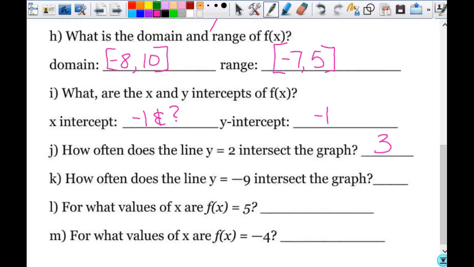How often does the line y equals negative 9 intersect the graph? None. 0. For what values of x does f of x equal 5? Negative 8. Is there anything else? Negative 3. Negative 3 is actually at 4. Yeah, I know, the boxes are tiny, but actually at 4. All right, what about negative 4?